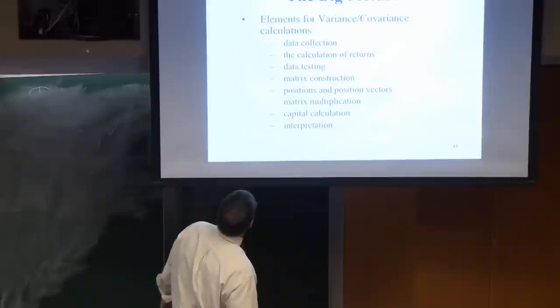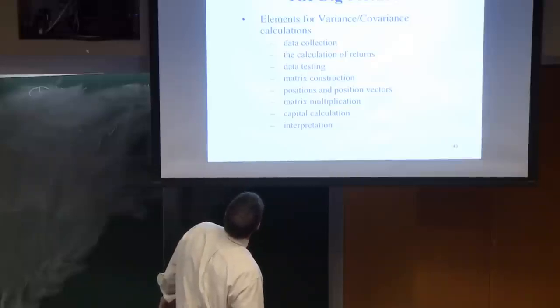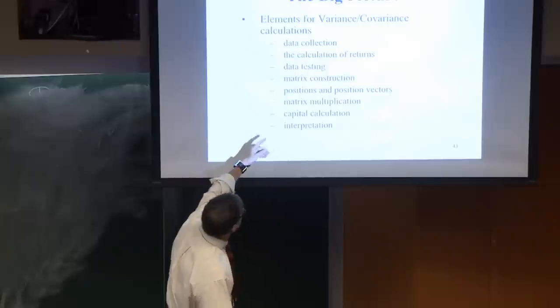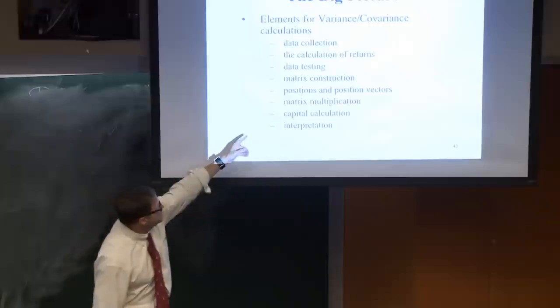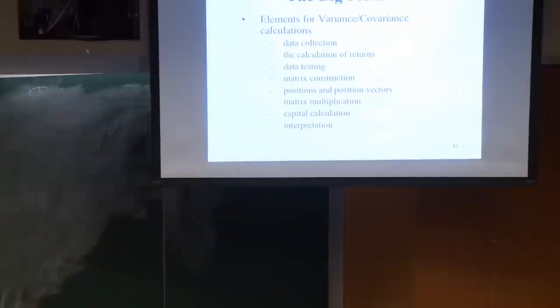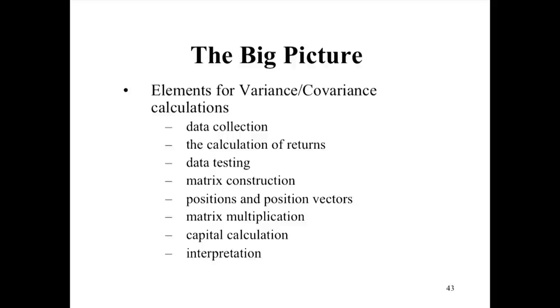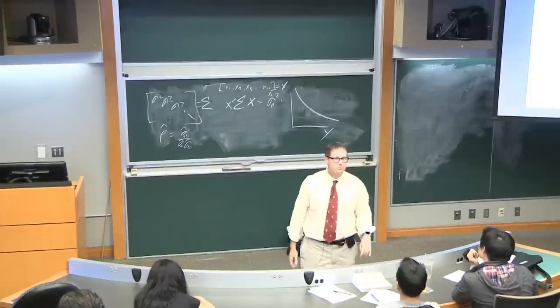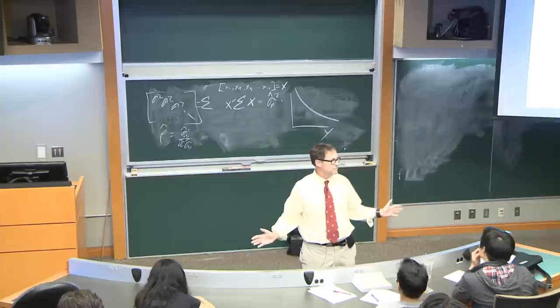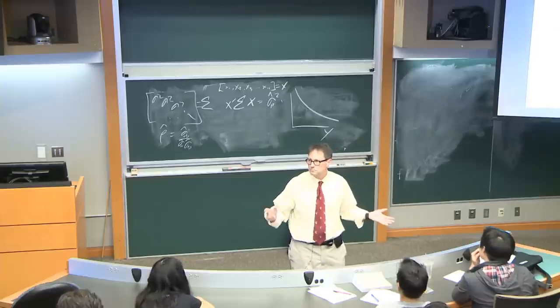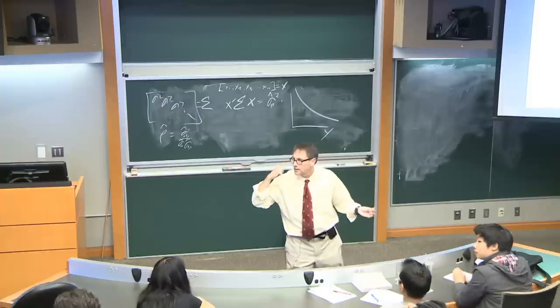All right. Big picture, variance, covariance. Collect data, calculate returns, test the data, matrix construction, get my position vector, multiply my matrices. All right, quick and dirty, that's how we do it. That's the simplified approach to measuring this order statistic called value at risk using this particular technique. Questions, comments? Anyone? Anything you think I need to elucidate on that?